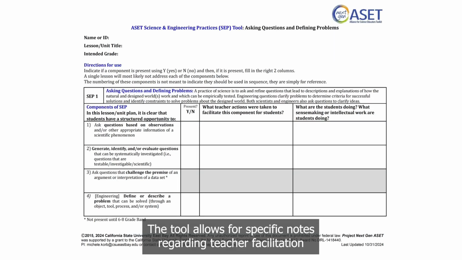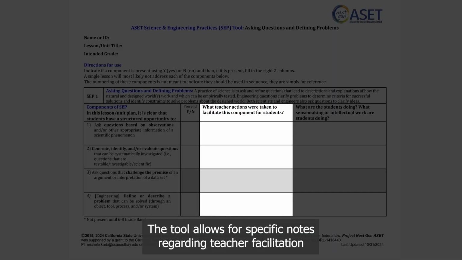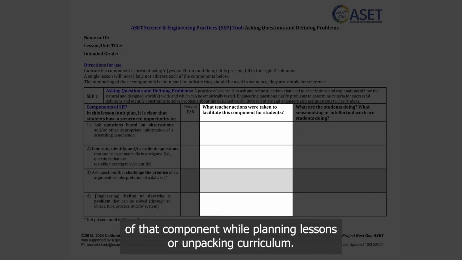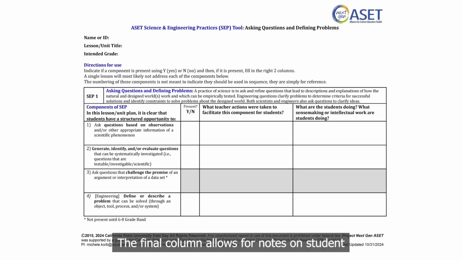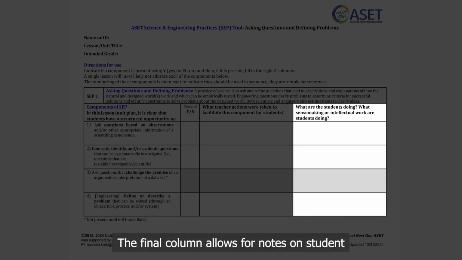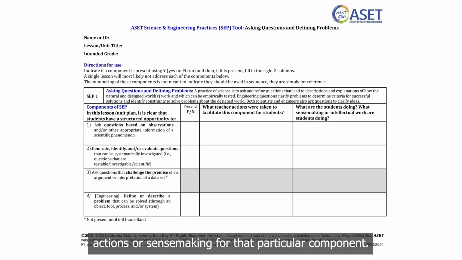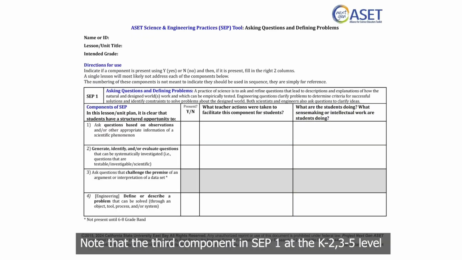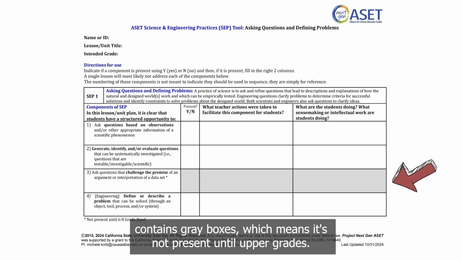The tool allows for specific notes regarding teacher facilitation of that component while planning lessons or unpacking curriculum. The final column allows for notes on student actions or sense-making for that particular component. Note that the third component in SEP1 at the K through 2, 3 through 5 level contains gray boxes, which means it's not present until upper grades.